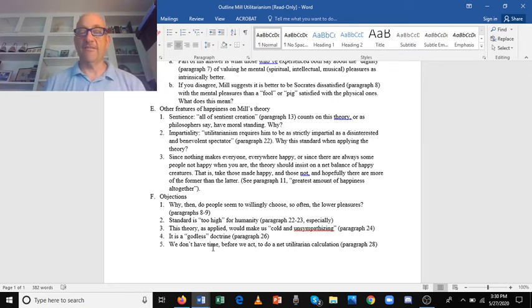Here, in the case of morality, who morally counts? Well, Mill tells us in paragraph 13, all of sentient creation. By sentience, he means capable of pain or pleasure. So my iPhone, at least the way it's been built today, it's not an AI with sentience.